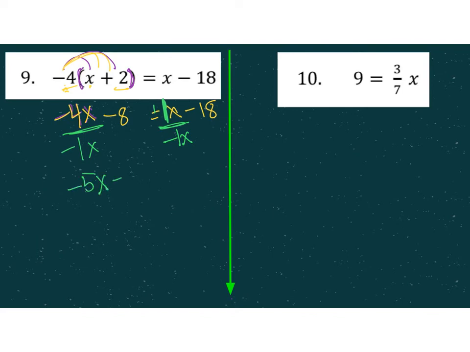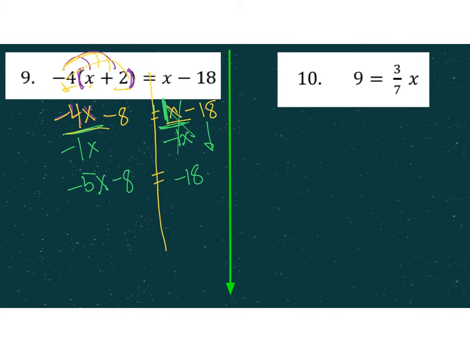I still have the negative 8, and I still have the negative 18. This is now gone because 1x minus 1x goes away. I should have drawn my railroad track down for you. Okay. So there's where I'm at. All right, next thing. So now I've taken care of the parentheses. I've taken care of the variables that were on both sides.